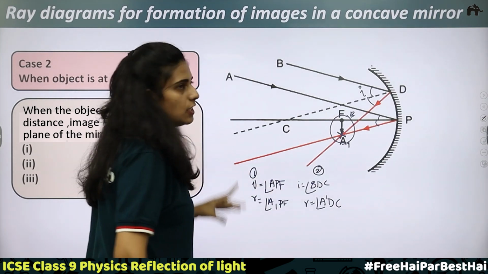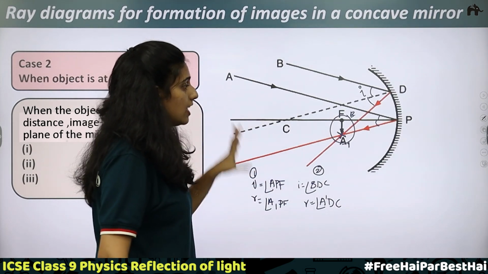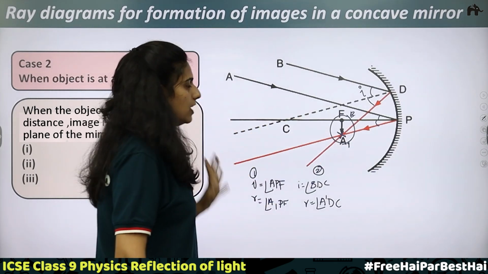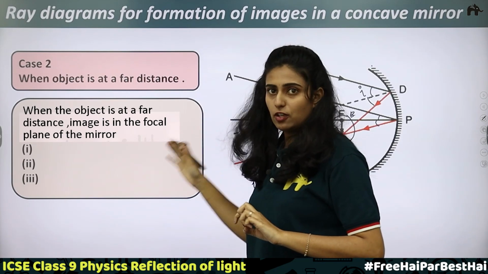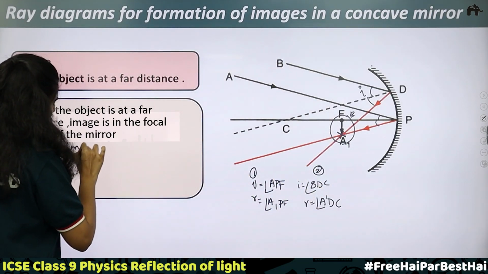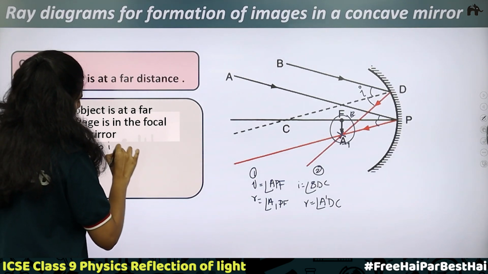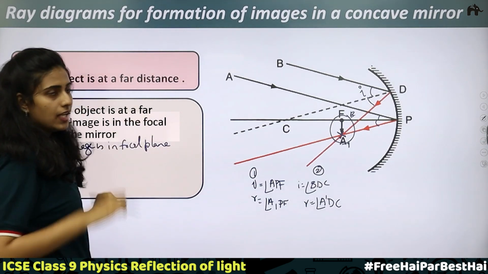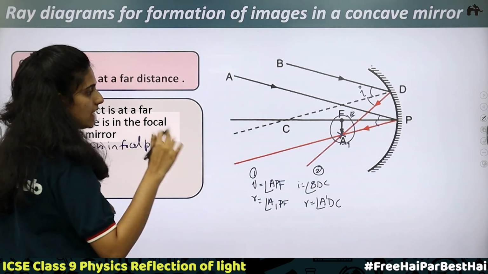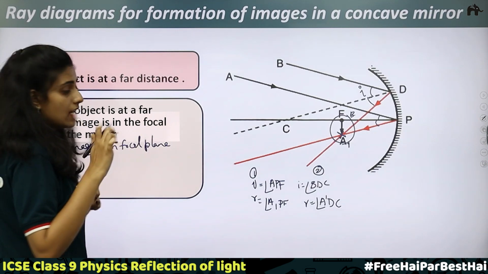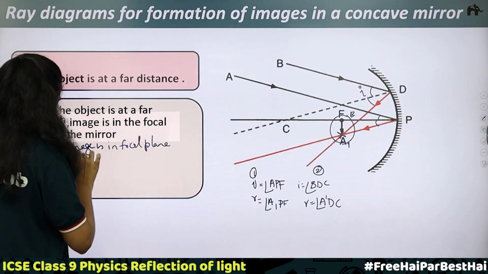Here, what are the properties? Now here you can say that the image is formed at the focus. Where is the image formed? The image is formed at the focus. Properties of the image: same focal plane of the mirror. The image is also in the focal plane. Next properties of the image. What has happened to the image? The image formed is a real image. It can be obtained on a screen.